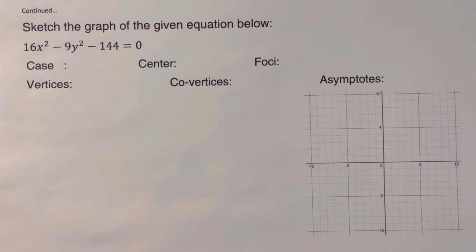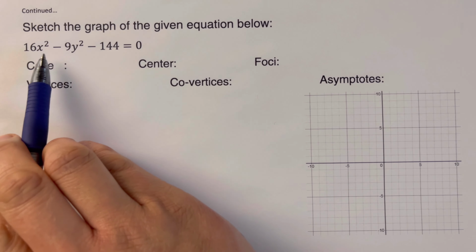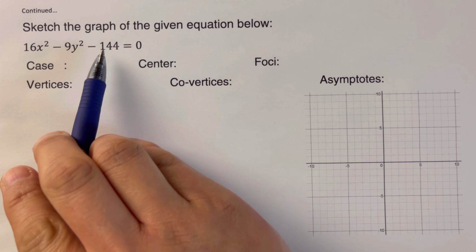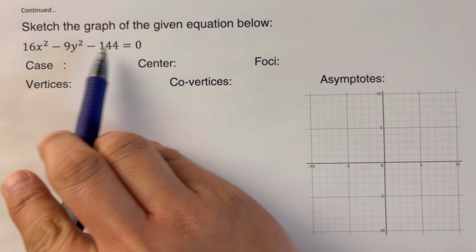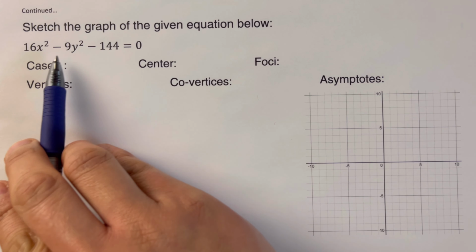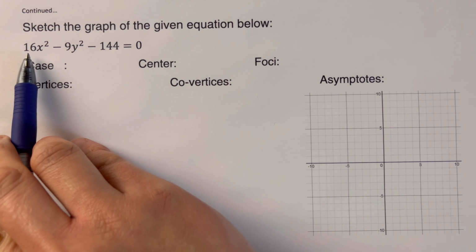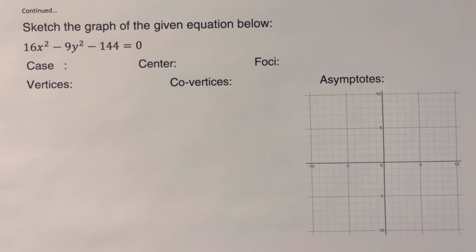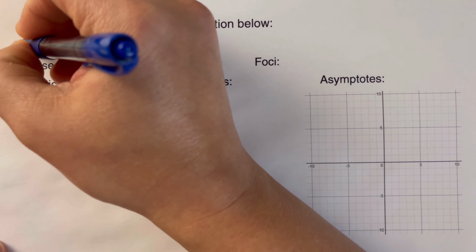Okay, so we go over the problem here. We're given 16x squared minus 9y squared minus 144 equals 0. This is a general form. I'm going to show you the work on how to change this into its equivalent standard form. I'm going to show the work down here.